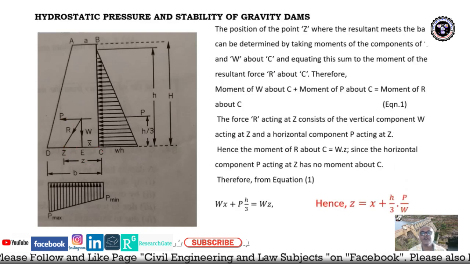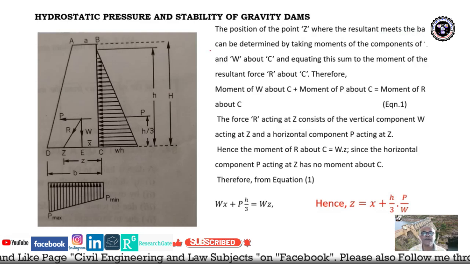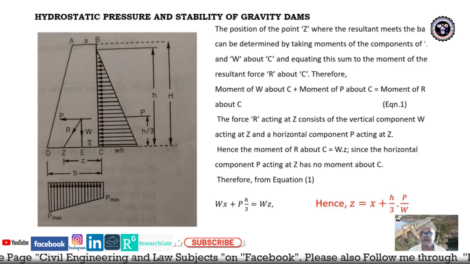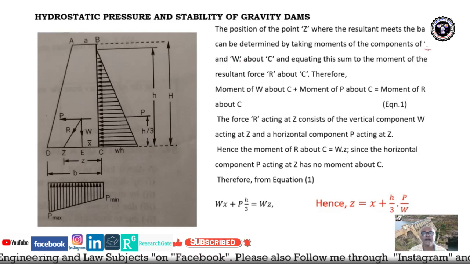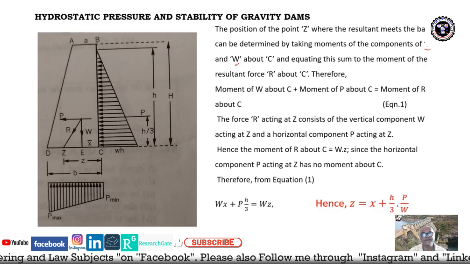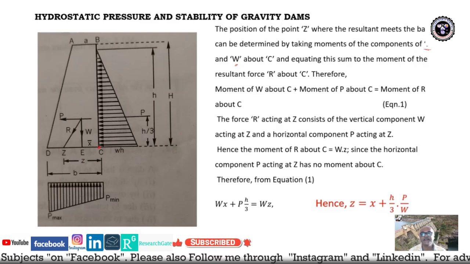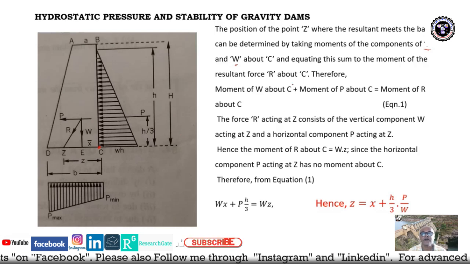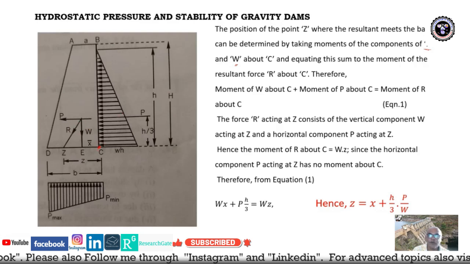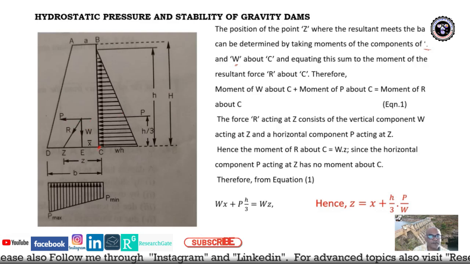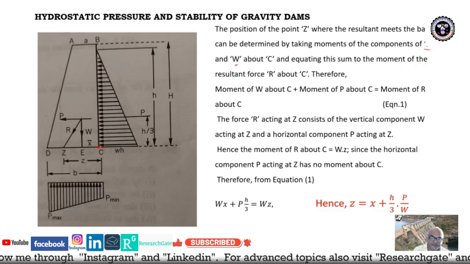Then the position of point Z, where the resultant meets the base, can be determined by taking the moments of the components P and W about point C. We will take the moment about point C here: the moment of W about C, the moment of P about C, and the moment of R about C.